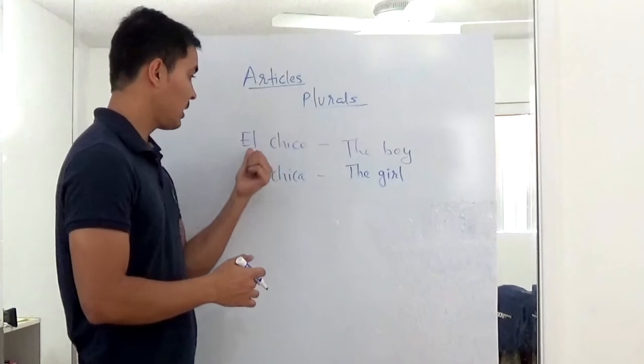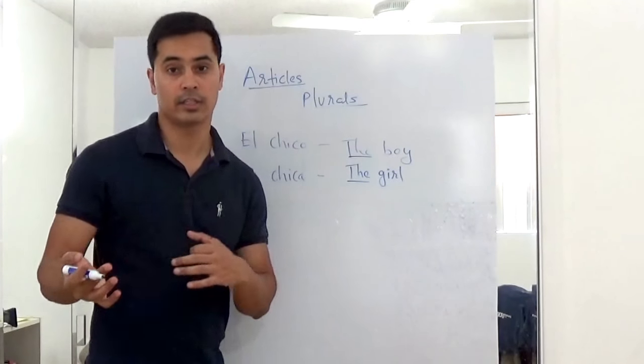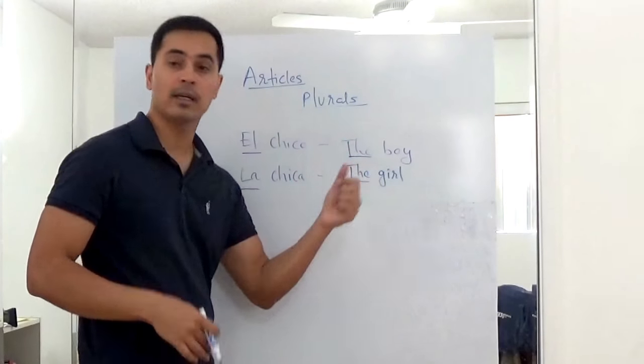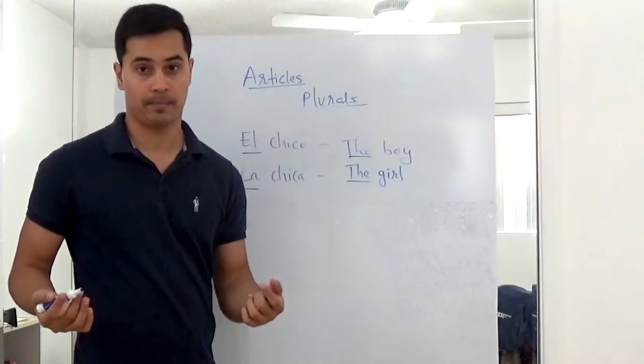So these are called articles. This is called a definite article in English. In Spanish, we have two for two genders. Both mean the in English, but because of the gender change, there are two, el and la, right?